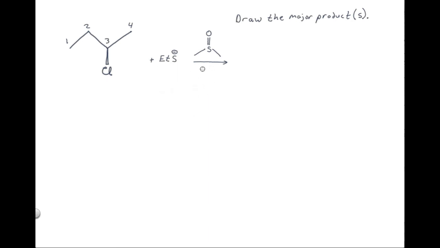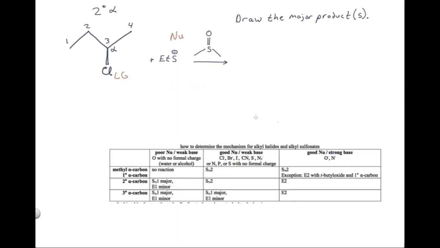We don't need to look for ionic bonds. The formal charge on this sulfur is already drawn in for us. Because of this negative charge, we would expect this sulfur to act as our nucleophile. Neutral chlorine looks like a good leaving group, which would make carbon 3 our alpha carbon. And we can see that carbon 3 is a secondary alpha carbon.